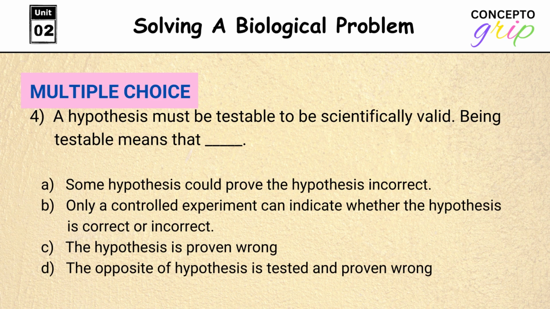Number 4. A hypothesis must be testable to be scientifically valid. Being testable means that A. Some observation could prove the hypothesis incorrect. B. Only a controlled experiment can indicate whether the hypothesis is correct or incorrect. C. The hypothesis is proven wrong. D. The opposite of hypothesis is tested and proven wrong. Correct option is A. Some observation could prove the hypothesis incorrect.